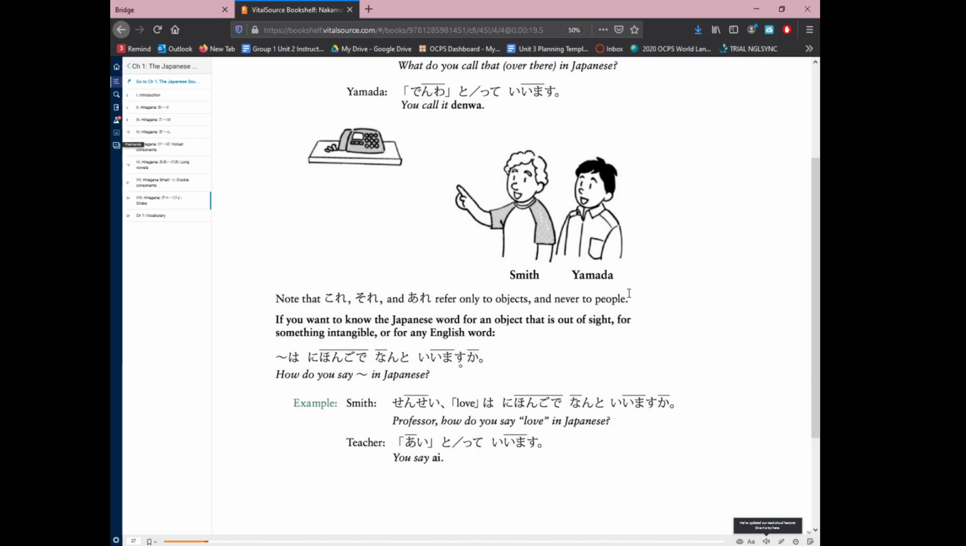So for example, if you wanted to ask me how to say something, you are Smith, and you want to ask me, how do you say love in Japanese? So you'd say, 先生, love は日本語で何と言いますか? Now I'd say, 愛と言います.